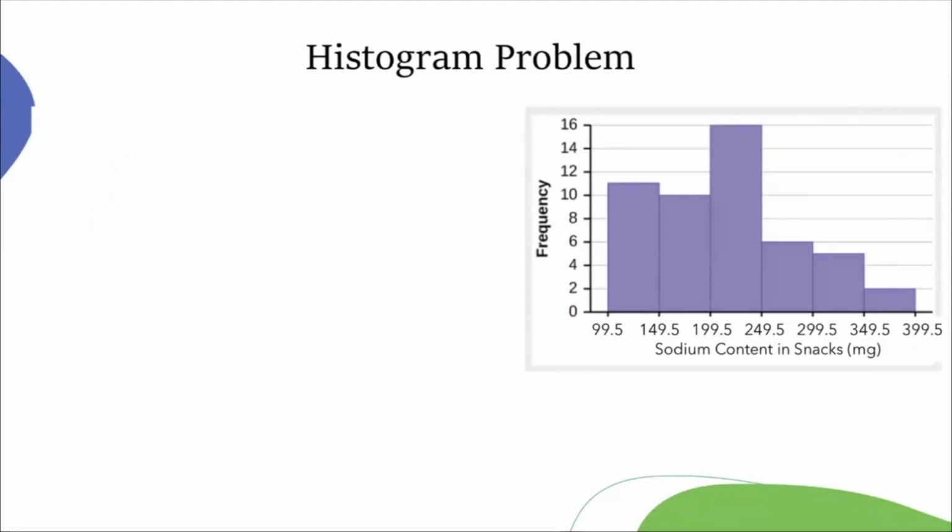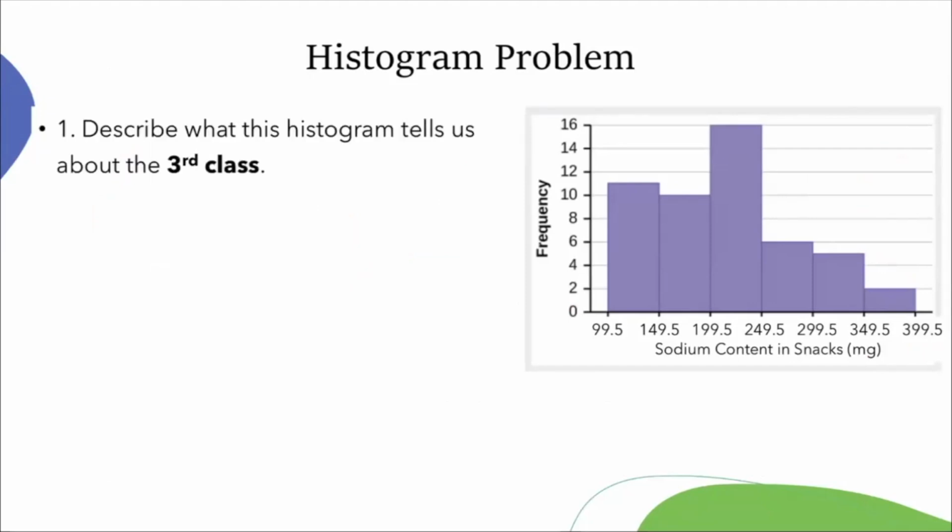We're going to end with a histogram problem where we are analyzing this completed histogram. So we see that we have sodium content in snacks. We have a set of snacks in our sample, and we measured the sodium content in these snacks, and the sodium content were measured here. These are the class boundaries that indicate sodium levels, and the frequency would be the number of snacks with a particular sodium count.